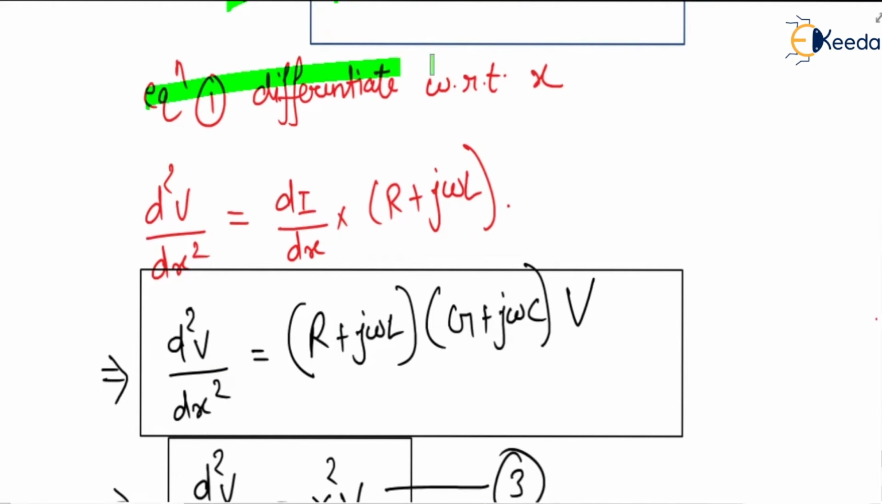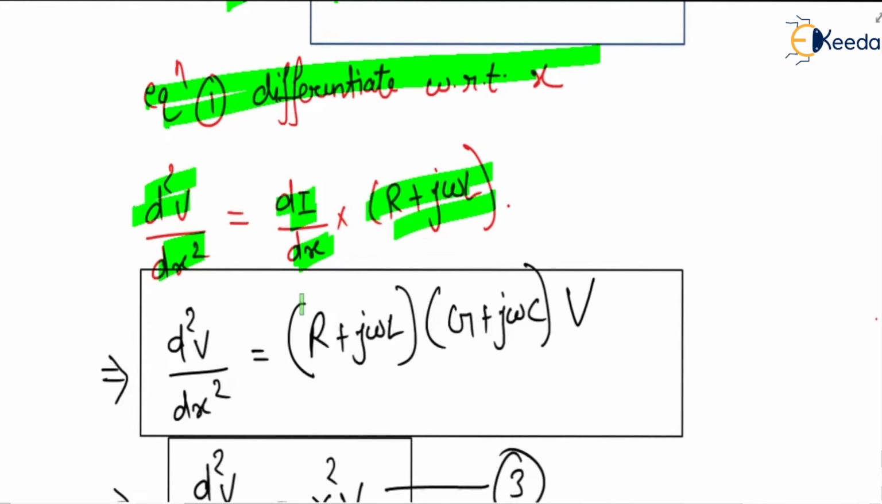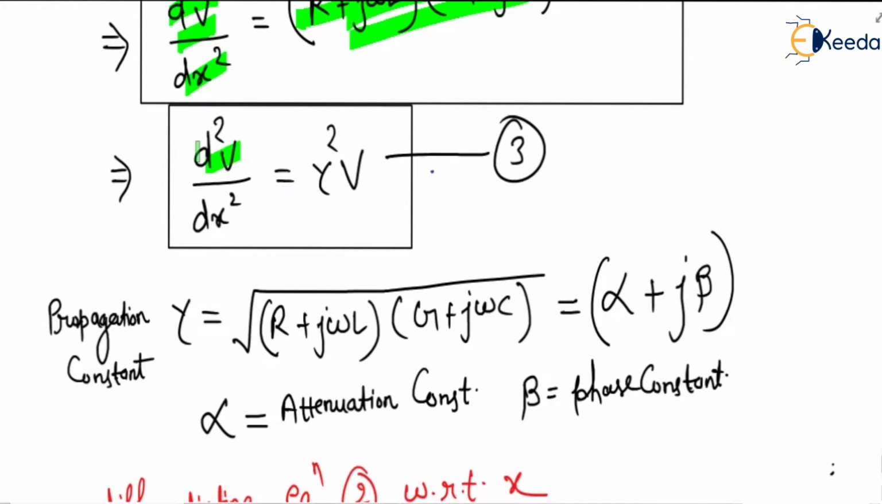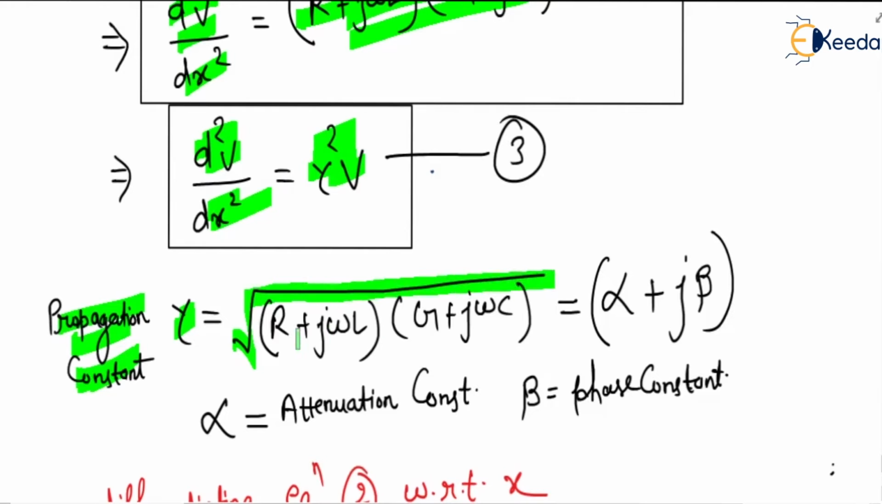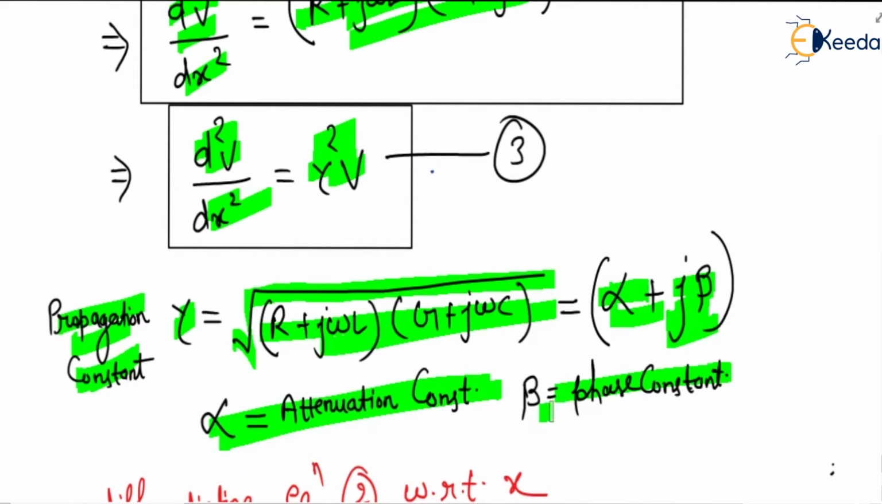Now we are differentiating equation number 1 with respect to x, so we will get d2V over dx2 is equal to dI over dx into R plus j omega L. And what is dI by dx? It is R plus j omega L into G plus j omega C into V. And d2V over dx2 is also written as gamma square V, where gamma is called the propagation constant, and it is equal to the square root of R plus j omega L into G plus j omega C, which is equal to alpha plus j beta, where alpha is the attenuation constant and beta is the phase constant.